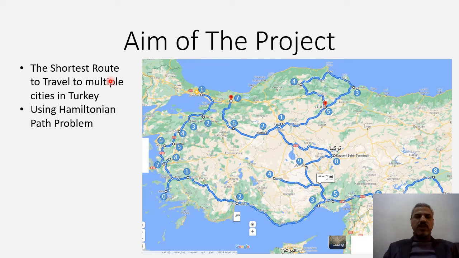The aim of the project is to find the shortest route to travel to multiple cities in Turkey. It is supposed that we have 27 cities or towns located in different directions in Turkey. The mission is to travel to all of them. This is a screenshot of the Google Maps tool. The tool allows us to determine a maximum of 10 destinations, but as indicated, an arbitrary complete route after modifying it. This will be done by using Hamilton path, of course.